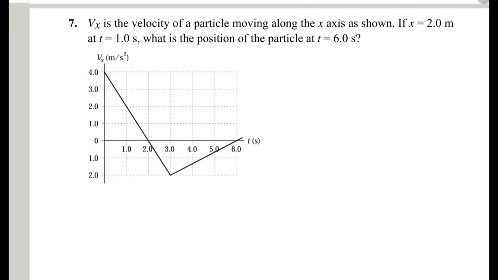Vx is the velocity of a particle moving along the x-axis as shown in the figure. If x equal to 2 meters and t equal to 1 second, what is the position of the particle at t equal to 6 seconds? Now this is not squared here.